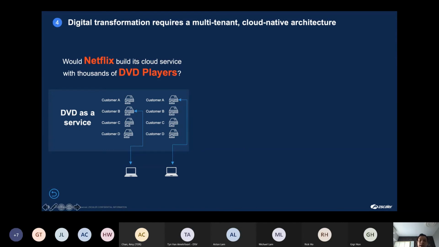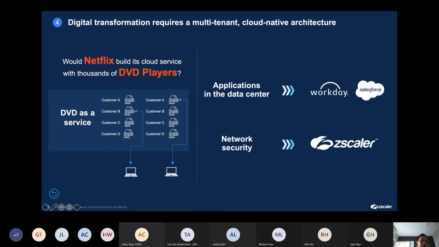Imagine, let's take Netflix as an example. When Netflix built a cloud service, I don't think anyone will think that they are putting a lot of DVD players in the cloud or in a data center. That's not how they build the service. What they built is a multi-tenant infrastructure so that you can have your video streaming on demand. That's Netflix.